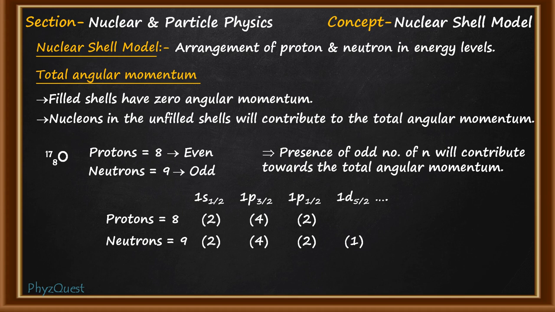Therefore the angular momentum associated with this shell is 5/2, and the total angular momentum of the nucleus will be decided by the neutron that goes to this last unfilled shell. The angular momentum associated with this shell will be the total angular momentum of the oxygen nucleus. So the total angular momentum of the oxygen 17 nucleus is 5/2.